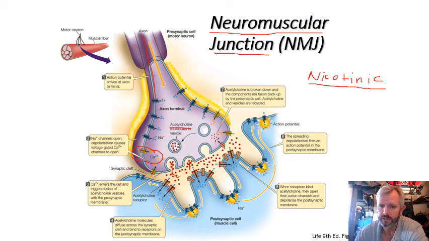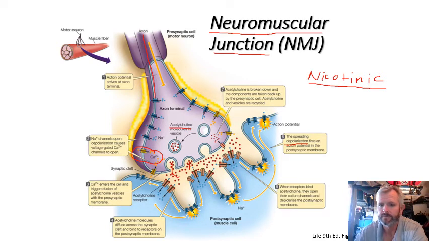What's that going to do? It's going to cause sodium to rush in, and we're going to get depolarization of the muscle cell. That depolarization ultimately is going to lead to the contraction of the muscle. So that's one receptor for acetylcholine. And remember, whatever receptor is on the target tissue determines what response the target cell is going to have. In this case, with a ligand-gated ion channel, we're just going to depolarize the cell with sodium. That's the effect that the neurotransmitter is going to have.